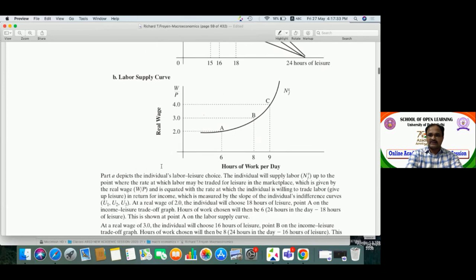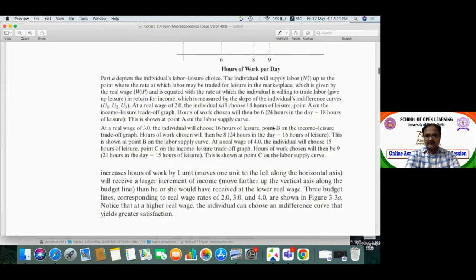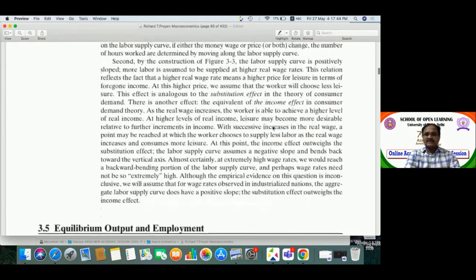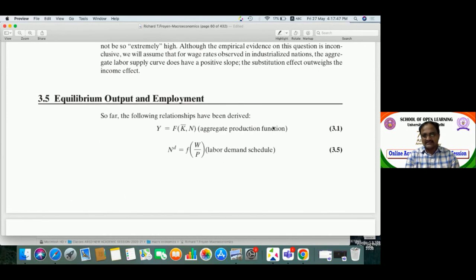So what is the supply curve? More working hours, more wage rate. So the supply curve is upward sloping. Upward slope. So what will we have to explain here? This is the equilibrium of classical theory.